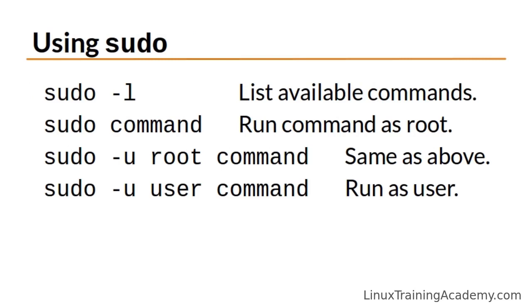To run a command as a root user, just run sudo space the command you want to execute. You can specify a user with -u. So sudo space -u space root space command is the exact same thing as sudo space command. However, if you want to run a command as another user, you need to specify that with -u. So sudo space -u Oracle space command, for example.